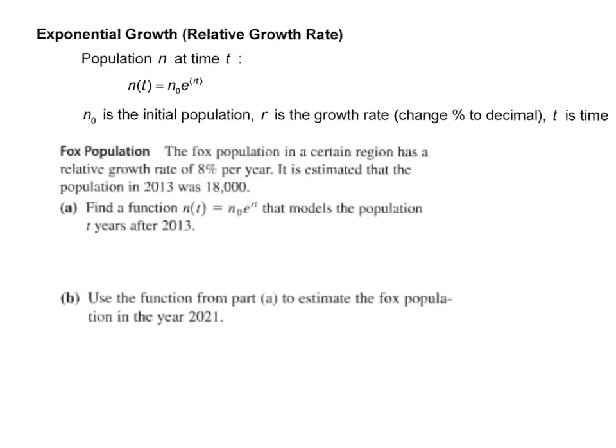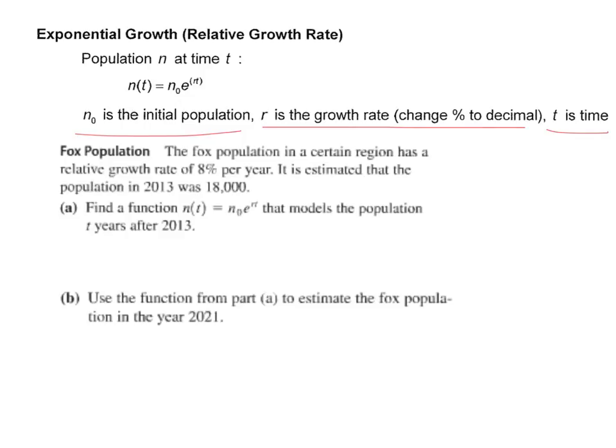Now, if the growth rate involves something other than doubling, a different formula has to be used. So this is an exponential growth or relative growth rate formula. The population at time t is n of t equals n naught times e to the power of rt. N naught is the initial population. R is the growth rate. It will be given to you as a percent. You'll have to change it to a decimal. And t is time.